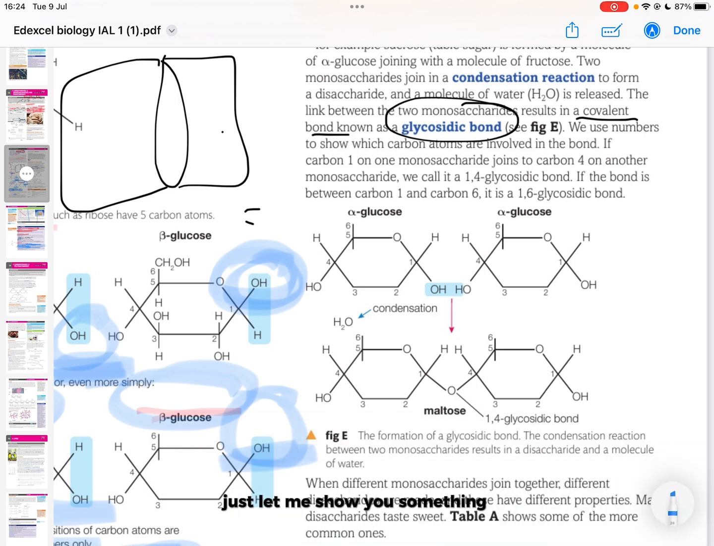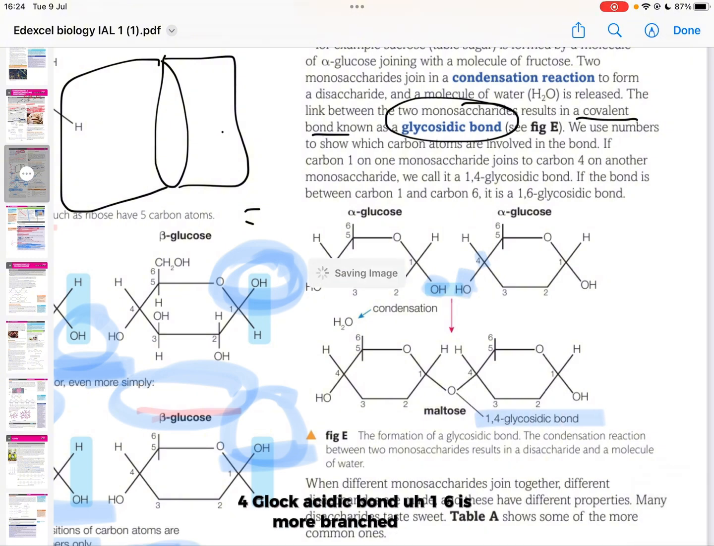Just let me show you something. This is carbon 1, right? So OH here, carbon 2 OH here. So this is a 1,4 glycosidic bond. 1,6 is more branched, okay?